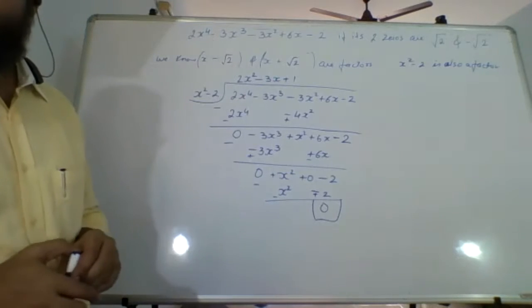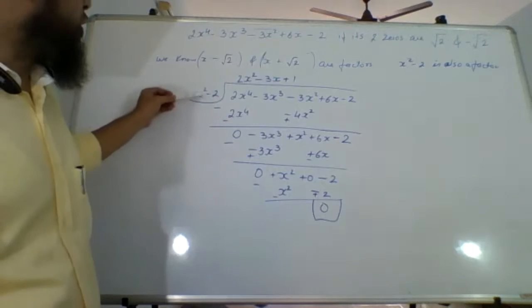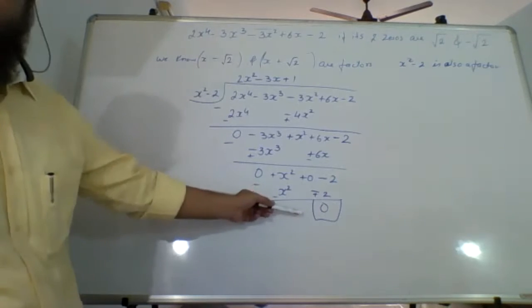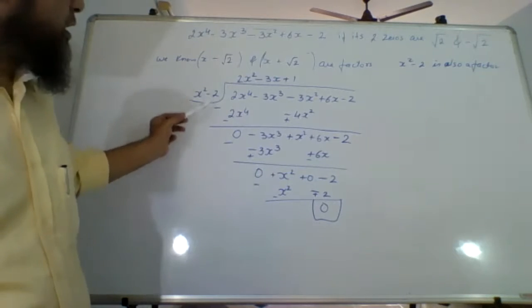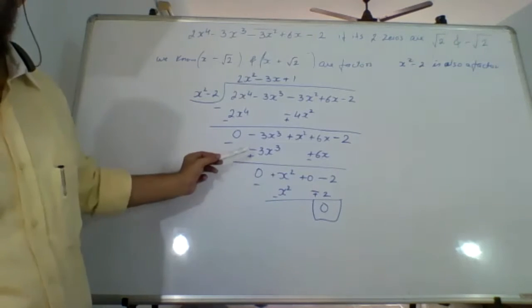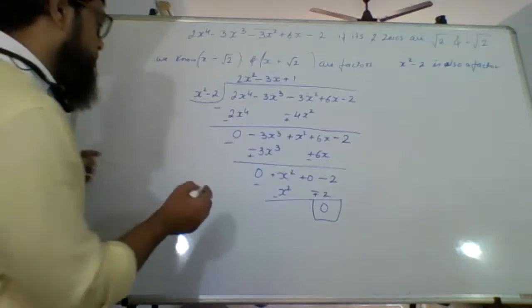As I said, the remainder has to be 0. The remainder has to be 0 because it is a factor. If you're getting something else when you say it is a factor, that means you're making a mistake. You have to get it as 0. Okay. So we have just now got this, so now we write this.